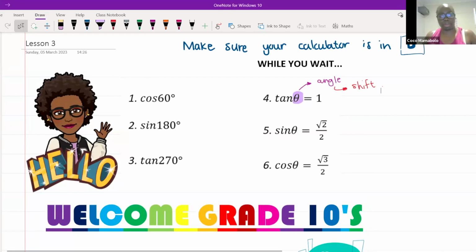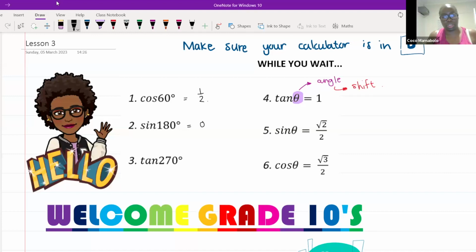Okay, let's start at the beginning. If we put cos 60 into our calculator, we are going to get a half as an answer. Cos 60 is a half. Sine of 180 degrees should be 0. We should get 0 over here.